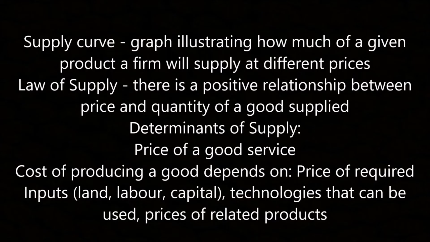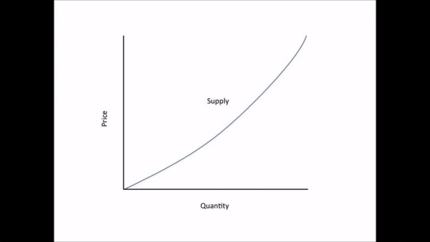The supply curve is a graph illustrating how much of a given product a firm will supply at different prices. The law of supply says there is a positive relationship between price and quantity of a good supplied. Determinants of supply include the price of a good, and the cost of producing the good, which depends on the price of the required inputs, land, labour and capital, the technologies that can be used, and the prices of related products. This is an example of a supply curve.